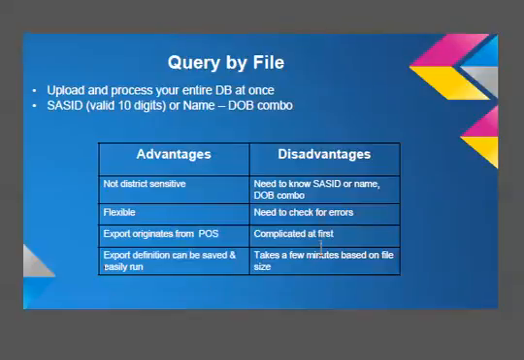Some of the disadvantages are that you need to know the SACID or the name and date of birth combo. You also need to check for errors. There may be errors in transporting names and numbers from the POS, so you want to make sure you are cross-checking the information to make sure that your information is completely accurate. It's also complicated to use at first. However, once you get the hang of it, and as usual, things do become easier. It also takes a few minutes to get your information based on file size.